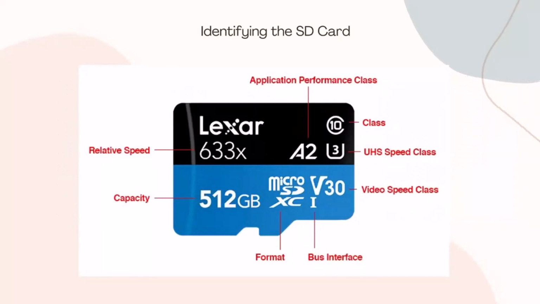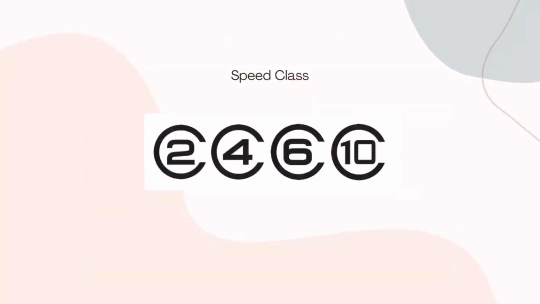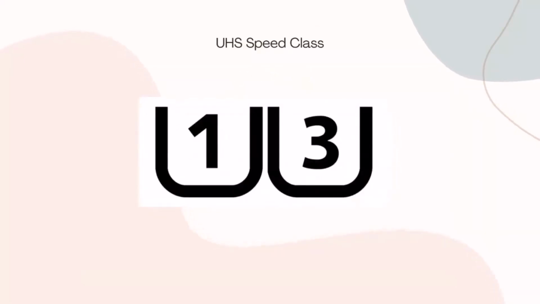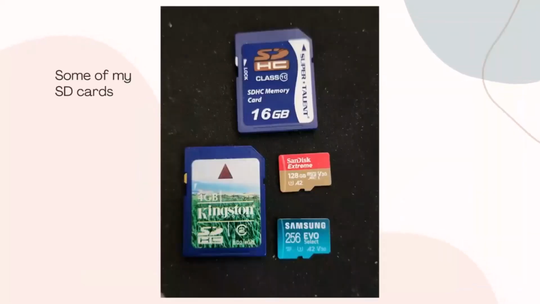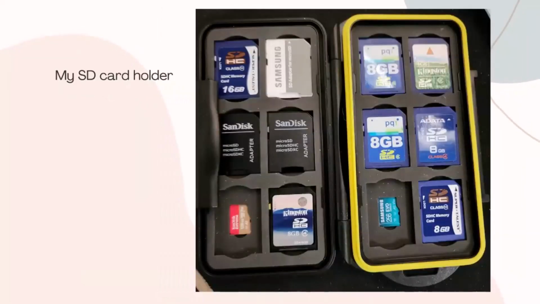Here's the identifying pieces of the SD card. Here's the speed classes, the UHS speed class, and the recommended speeds. Here's some of my SD cards. And I have an SD card holder that holds both the micro SD card and a regular size SD card, or their adapters.